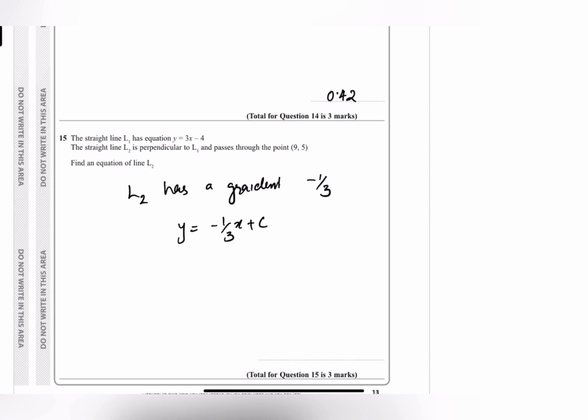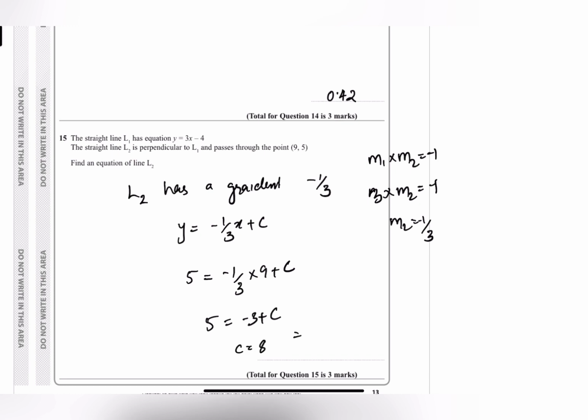So minus 1 over 3, you know this equation, m1 times m2 will be minus 1. So m1 is 3, so 3 times m2 will be minus 1. So m2 will be minus 1 over 3. Similarly, now you put the value 9, 5 in this. So 5 will be equal to minus 1 over 3 times 9 plus c. So 5 equals minus 3 plus c, or c is equal to 8. So you can write y as minus 1 over 3 x plus 8. So that should be your final answer.